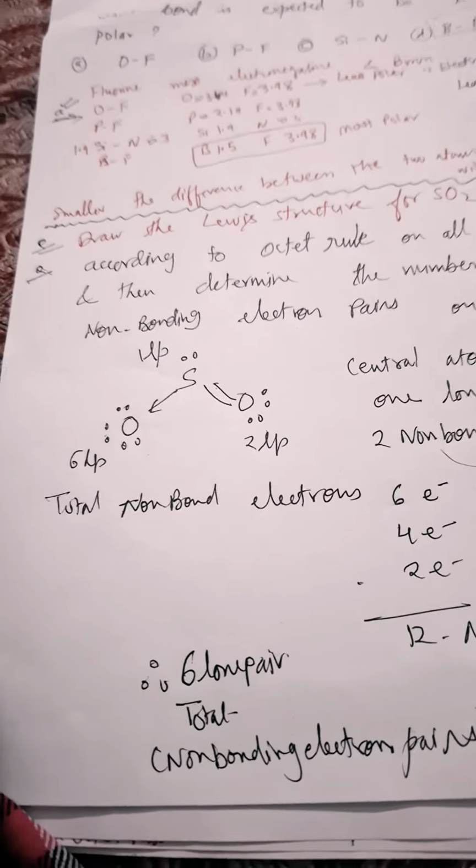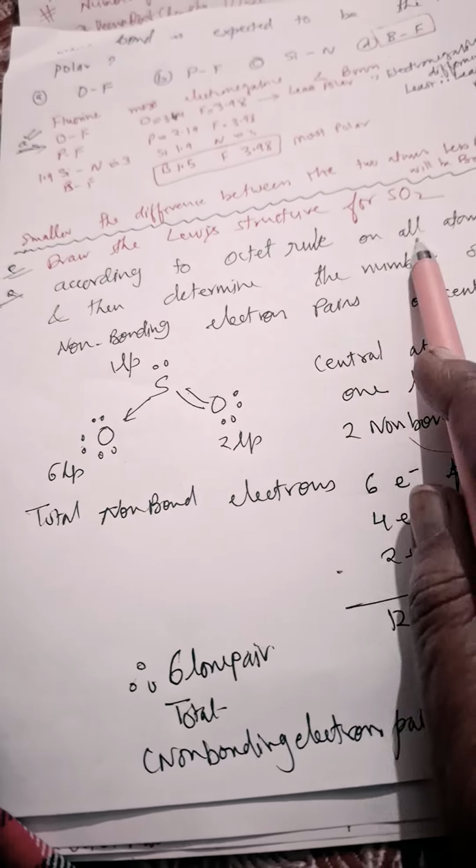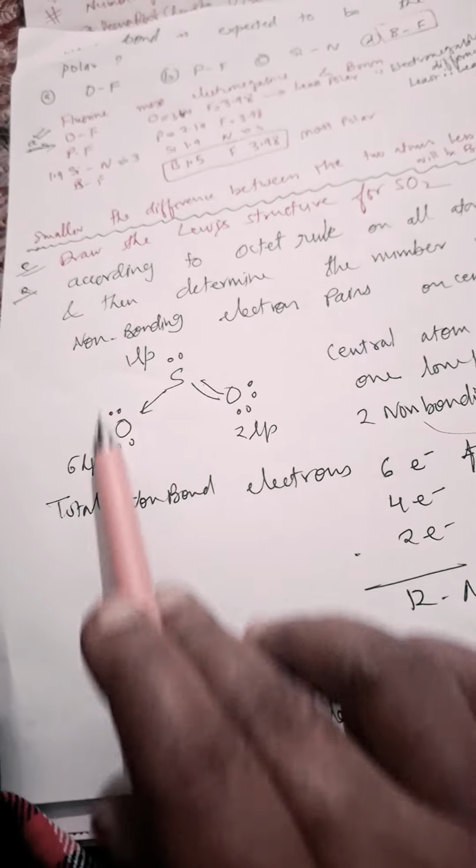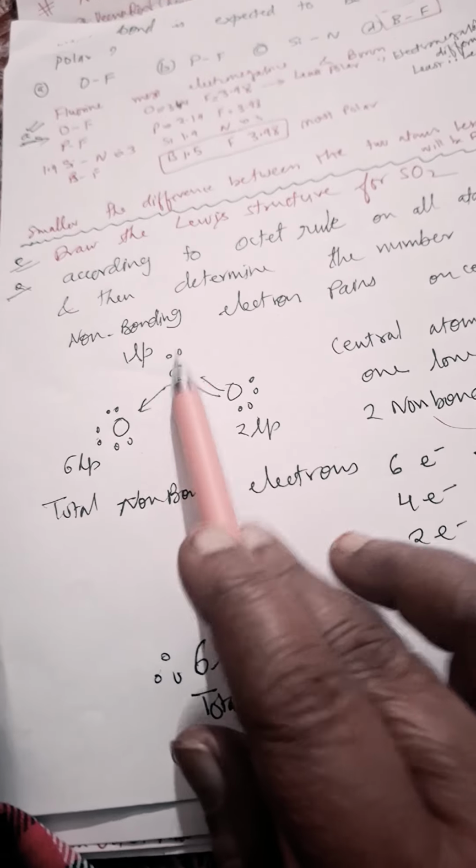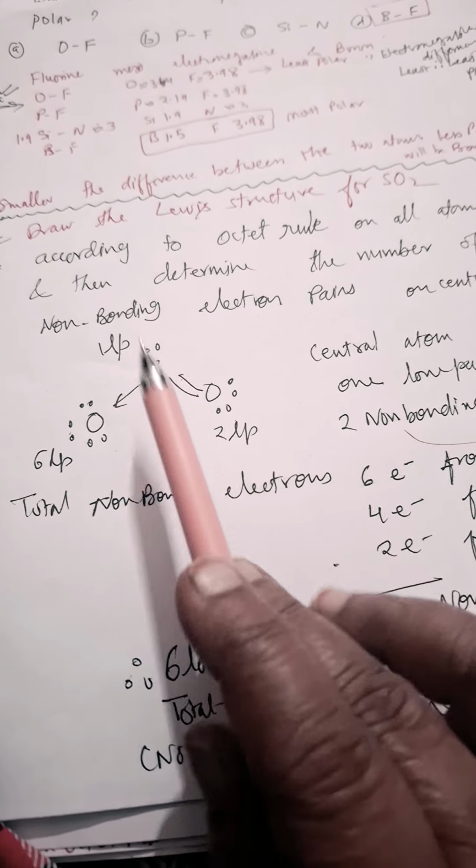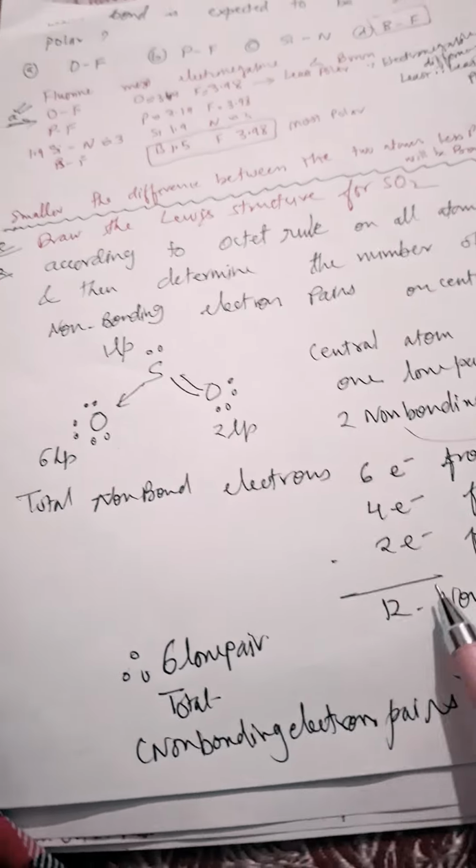Now draw the Lewis structure for SO2 according to the octet rule on all atoms, and then we have to write down how many lone pairs of electrons the central atom has. So one lone pair, that is, two non-bonding electrons.